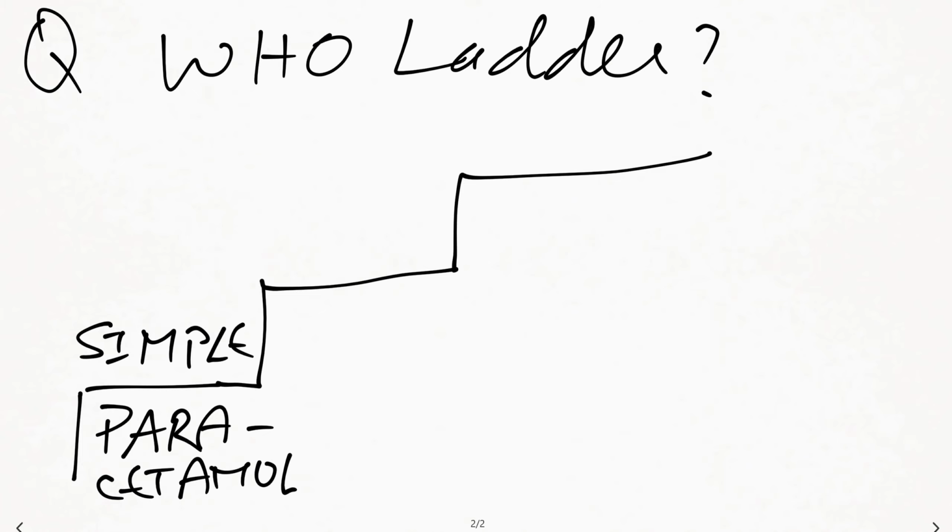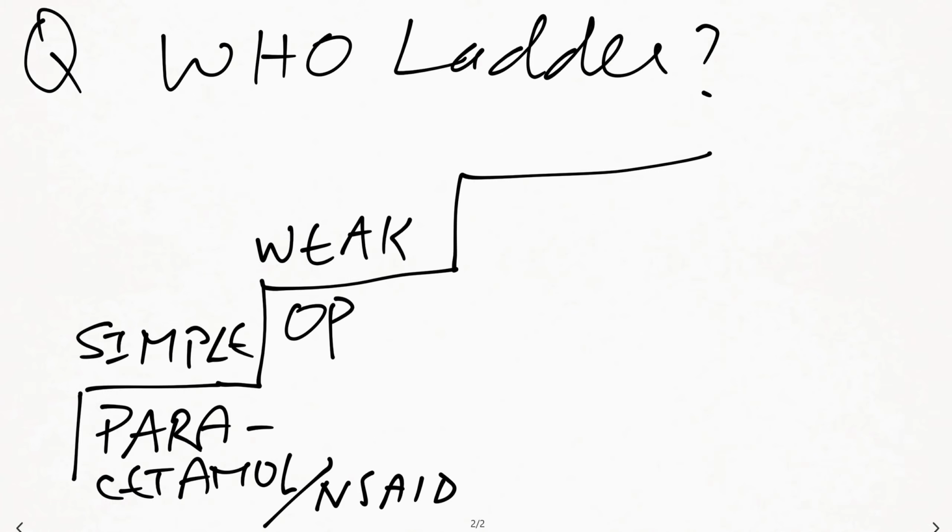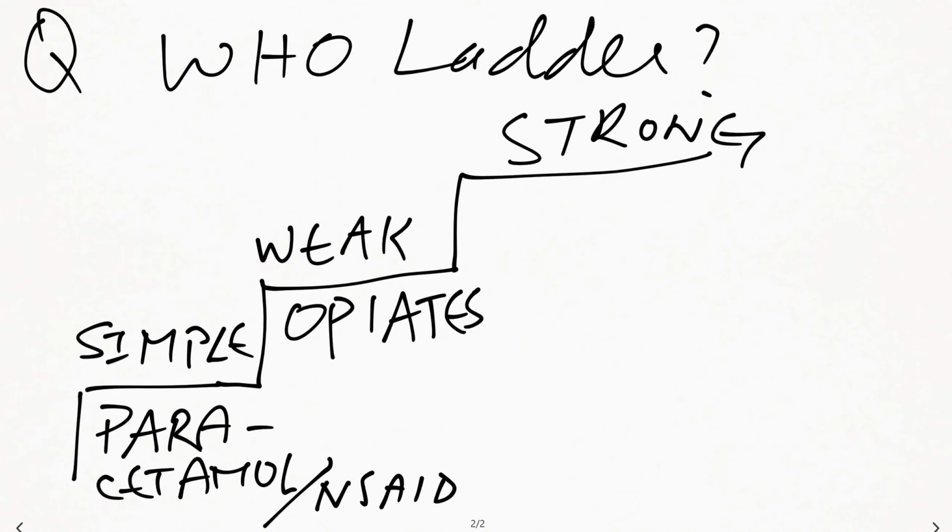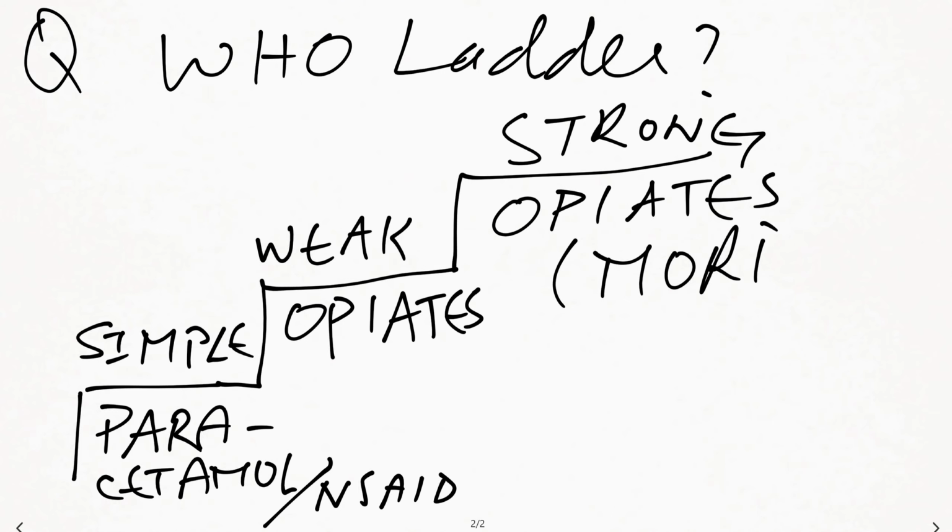The second step in the WHO ladder also includes non-steroidal anti-inflammatory drugs. Then you go to the medium or middle step, and this will include weak opiates, like codeine and tramadol. The third step is the strong opiates, by the way, and a good example for that is morphine. So this is the ladder here, and it's a simple question actually. So this question has finished.